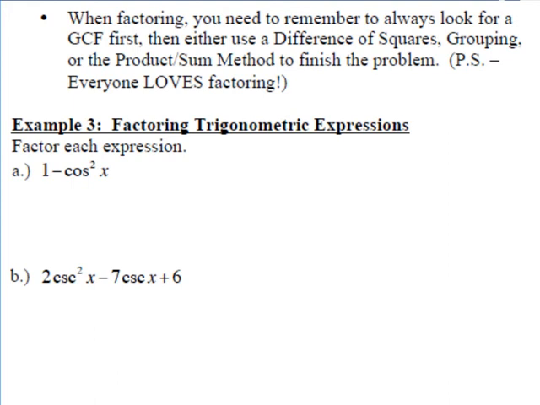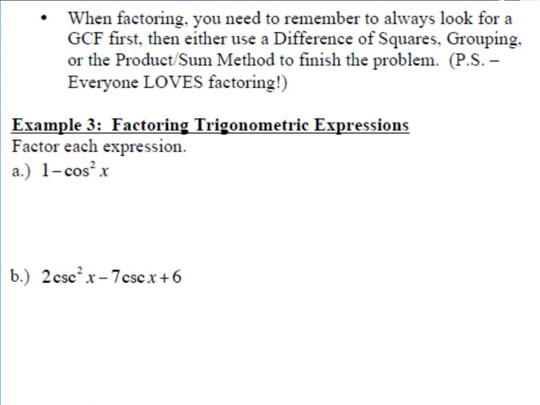After that, if you have two terms, you're going to be factoring by using a difference of squares. I don't remember seeing a difference of cubes or a sum of cubes. I don't think you really have that, so it'll probably just be difference of squares. If you have three terms, you do the product sum method or guess and check, whatever you want.